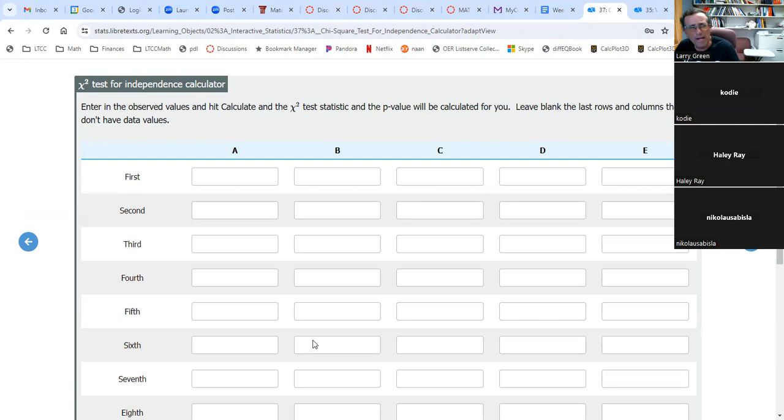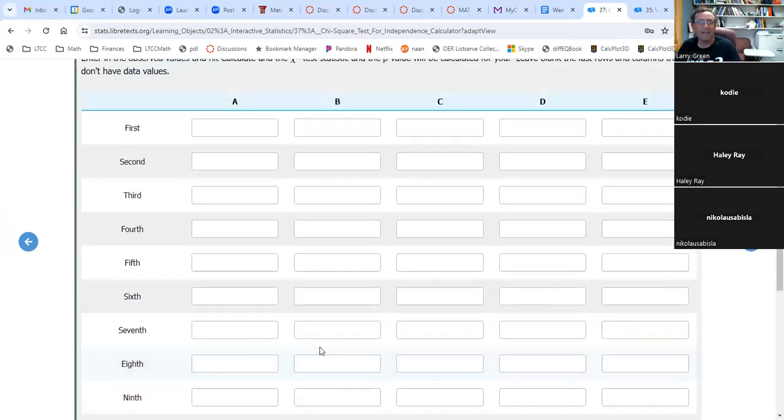Okay, so the way I did it is I just have an A, B, C, D, E, first, second, third, fourth, fifth, sixth, seventh, and eighth. Okay, ninth and 10th. If you happen to have more than 5 possible answers for each survey question, does that mean you can't use a test for independence? Any thought? So if the first question was what month were you born in, and the second was what country were you born in, that'd be a long list, okay? So the answer is you can still use the chi-square test for independence, but you can't use this calculator.